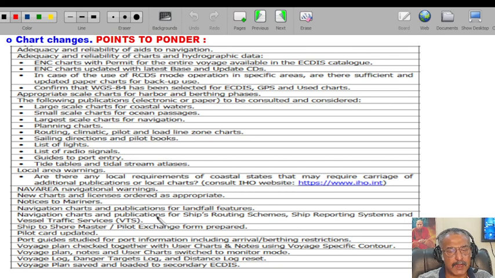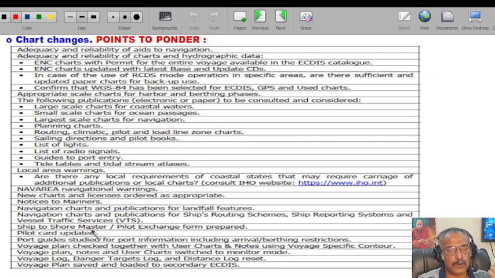Navigation charts and publications for landfall features. Navigation chart publications for ships' routing schemes, ship routing systems, and vessel traffic services, VTS. Wherever applicable, the VTS areas should be marked conspicuously on each and every chart.